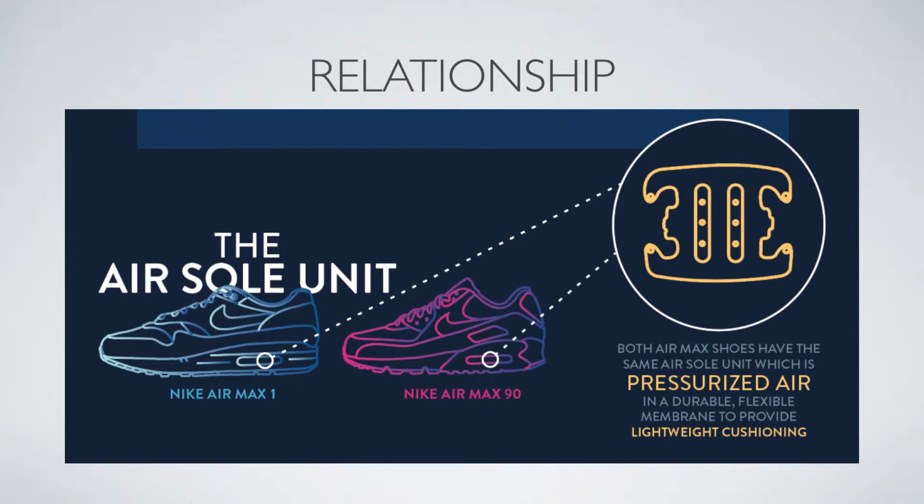And we can see here that in the shoes, there's the little circles towards the back of the shoe with leader lines that lead to what the air sole unit looks like. And then there's also a description below to give more context.